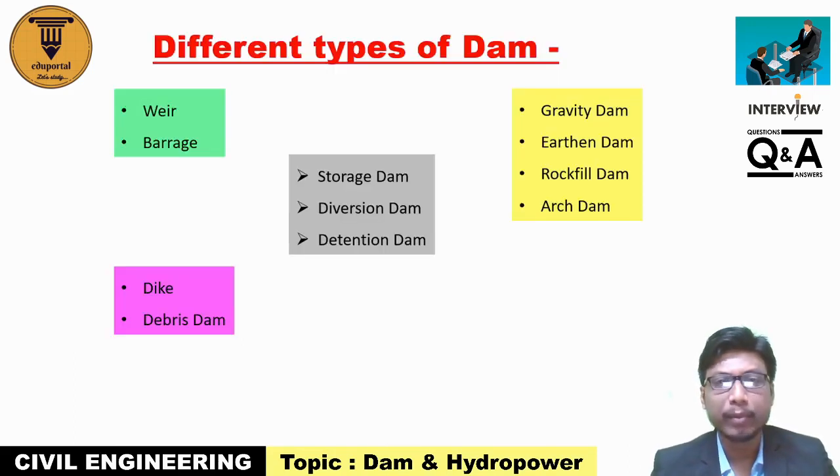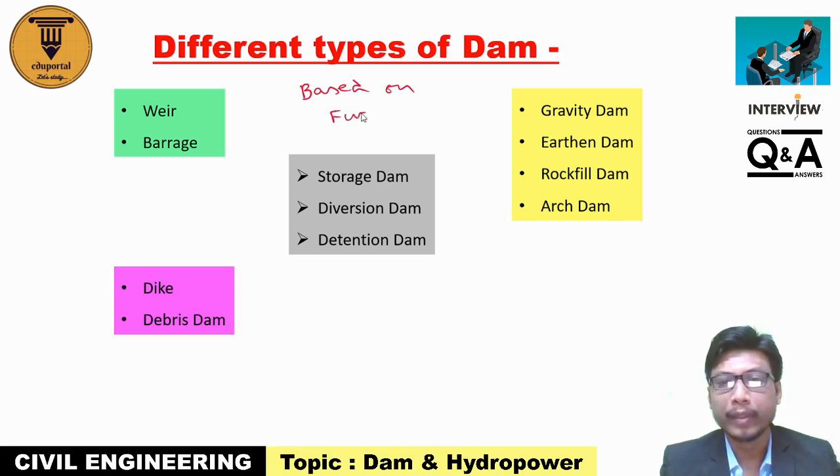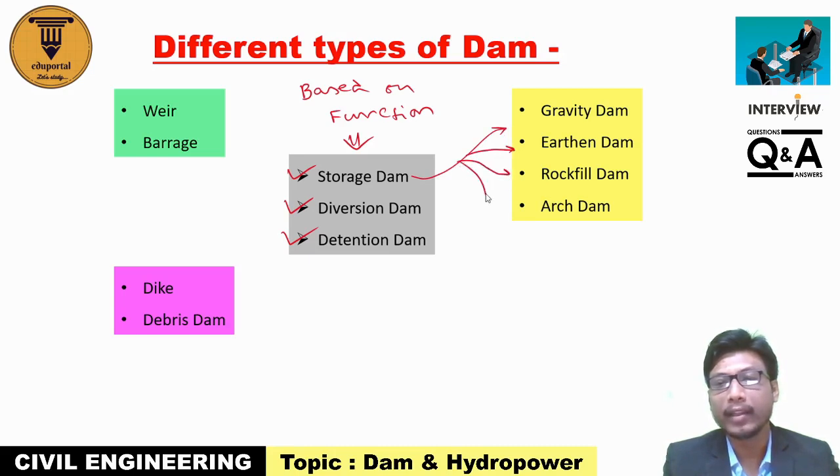Okay, now let's come to the classification of dam. Okay, so different types of dams are there. First of all, dams are classified based on function. Based on the function of the dam, it can be classified into three categories. One is storage dam, second is diversion dam, third is detention dam. Now this storage dam can be classified into four types: gravity dam, earthen dam, rockfill dam, and arch dam.